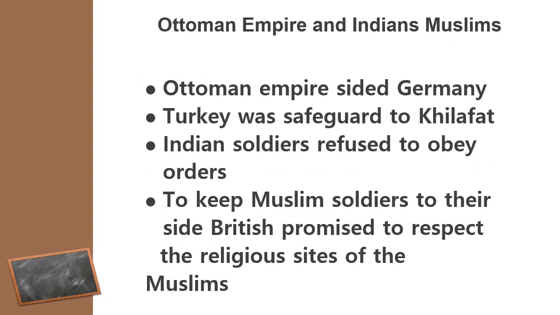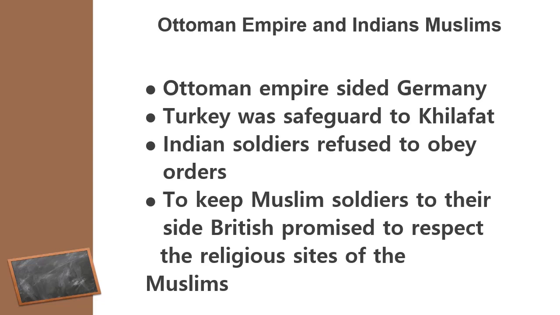However, when the Ottoman Empire sided with Germany during the war, Indian Muslims were alarmed. The Ottoman Sultan was the Khalifa or spiritual leader of Muslims, and the Khilafat had to be safeguarded by them. As Britain was fighting Turkey in the war, many Indian soldiers refused to fight the Muslim Turks. Some deserted rather than fight, and others were executed for not obeying orders.